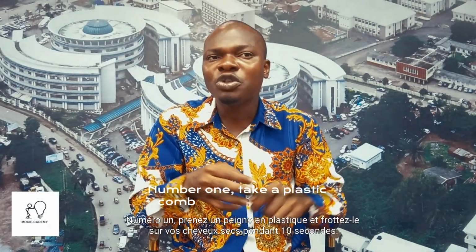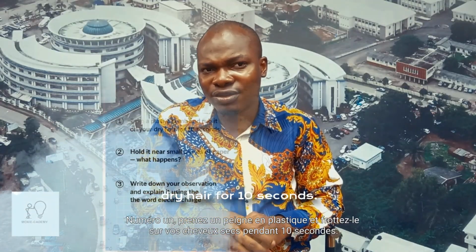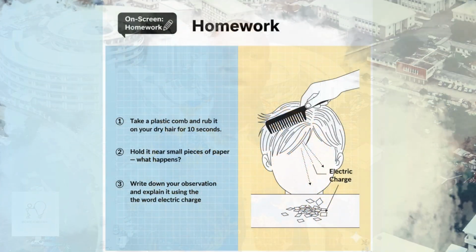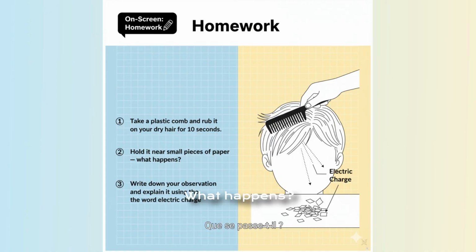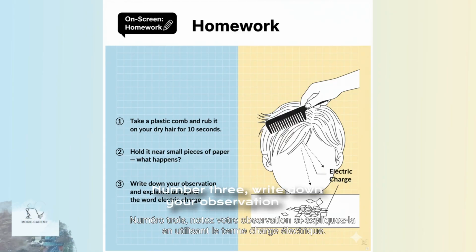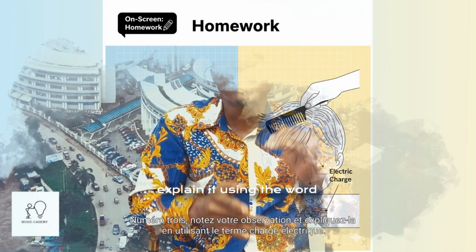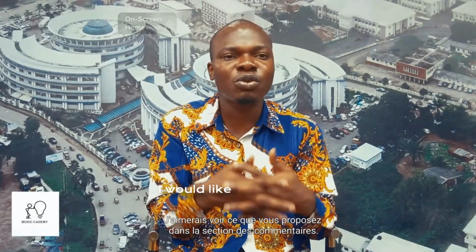Now let's make it practical. Number 1, take a plastic comb and rub it on your dry hair for 10 seconds. Number 2, hold it near small pieces of paper. What happens? Number 3, write down your observation and explain it using the words electric charge. I would like to see what you come up with in the comment section.